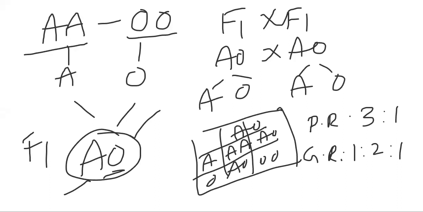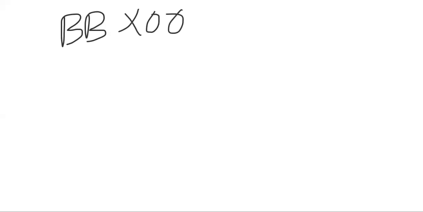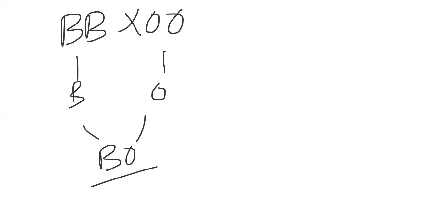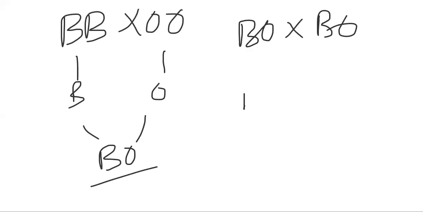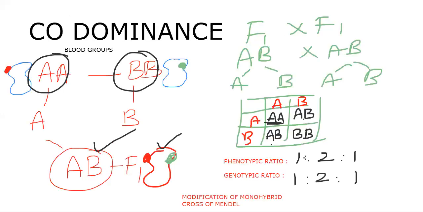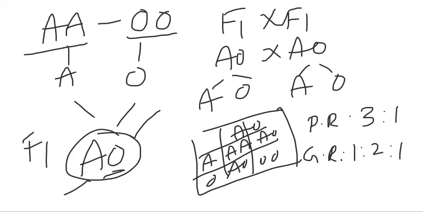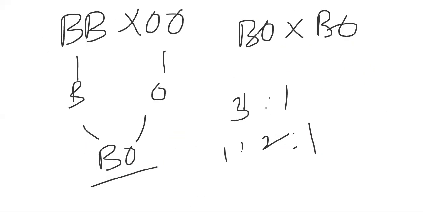So that is the interesting thing here. In the same way, when we cross B blood group with O blood group, homozygous B crossed with O, what do we get in the F1 generation? B blood group. When we cross BO with BO, the phenotypic ratio is 3 is to 1, and the genotypic ratio is 1 is to 2 is to 1. So in these two cases, A cross with O and B cross with O, Mendel's law of dominance is applicable.